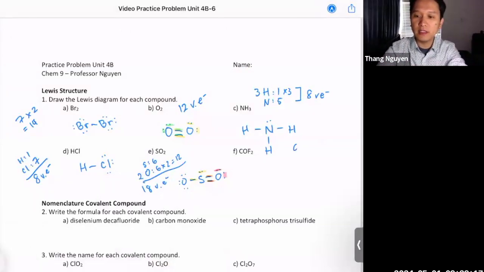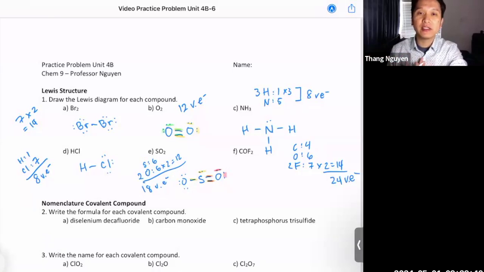Okay, so C is 4, O is 6, F is 7, but there's 2 of that. So that's 14. 14 plus 10 is 24. So 24 valence electrons. So we have a lot of different atoms in this case. Which one will be in the center? Notice that there's 1 carbon and 1 oxygen. So either one could be in the center.